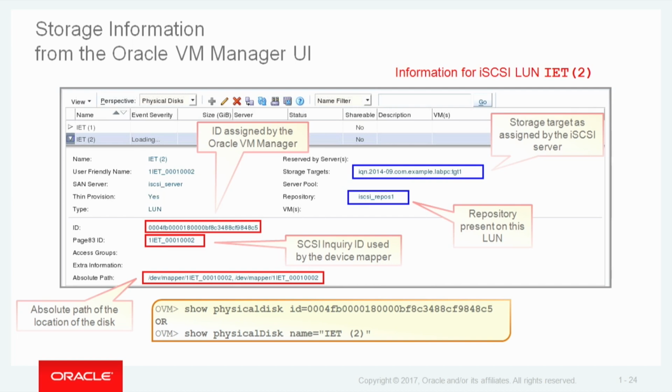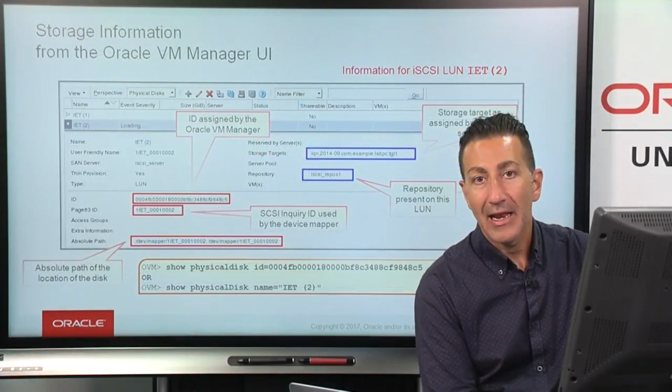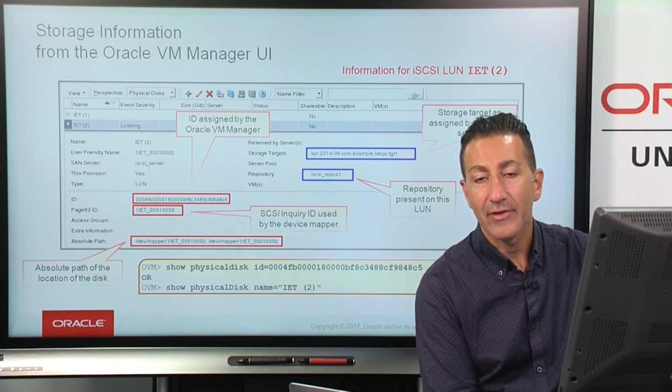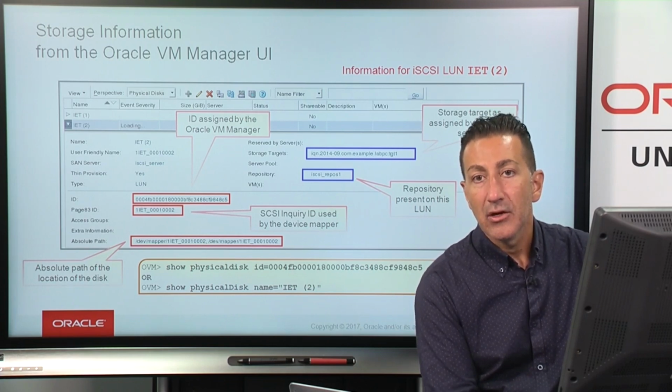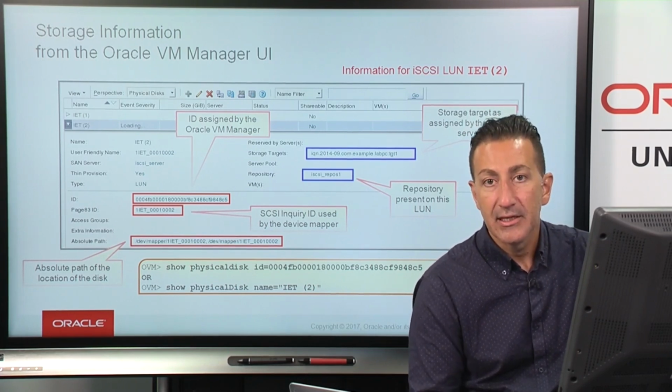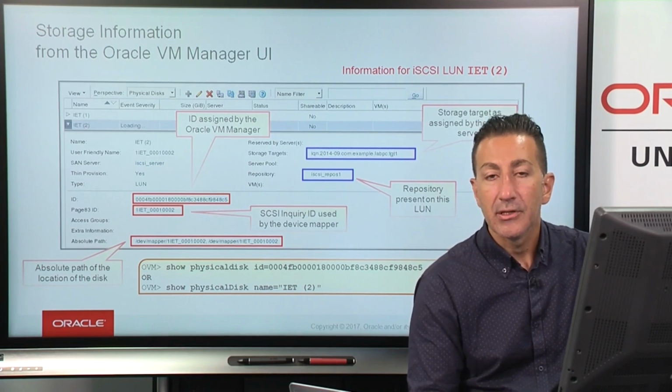With all of this information, you see you have different IDs. Most important, for example, is the ID for the LUN. With the command line interface, you have, for example, show physicalDisk, and you can provide the ID, or if you want, you have the option to provide a name. In addition to this, you need to look in the previous logs for any kind of issue. When you have a failure, the absolute path, the SCSI inquiry ID, or the iSCSI target is very important for you to know, to be able to debug this on the other side, for example on the iSCSI server, and so on. Or if you have a problem with the absolute path or the SCSI inquiry ID on the Oracle VM server.